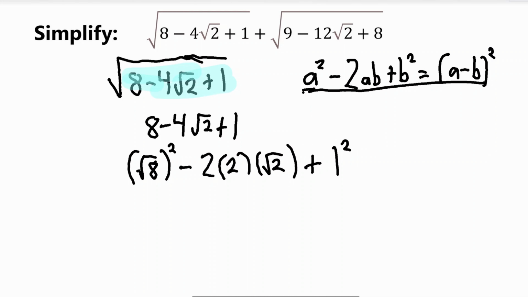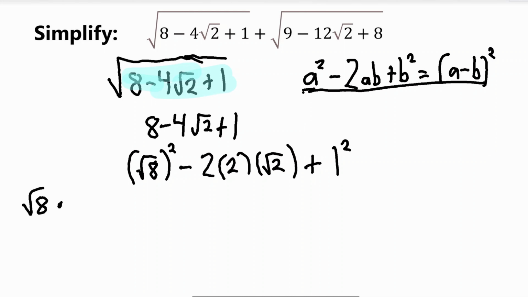However, notice how this is an a and this is an a, and this is a b and this is a b. This means that these numbers need to be the same. This number needs to be the same as one of these numbers, and this one needs to be the same as one of these numbers, which we clearly do not have yet. So what I'm going to do is rewrite the square root of 8.